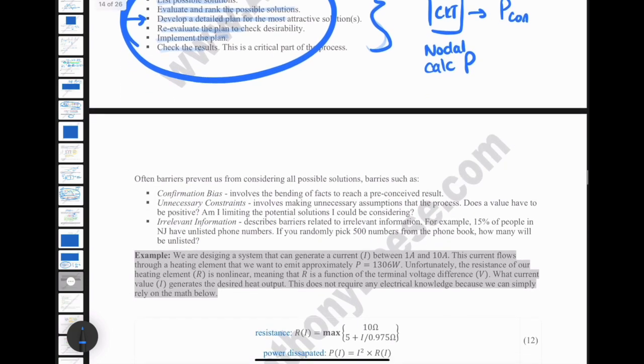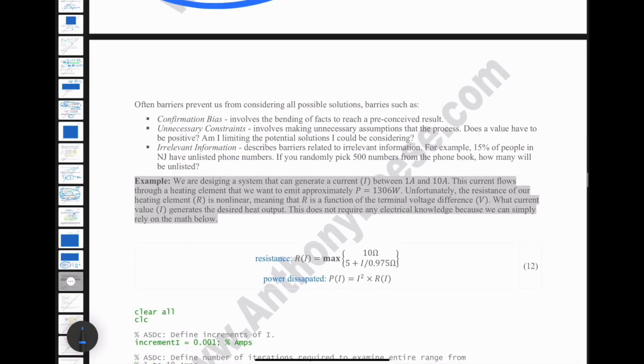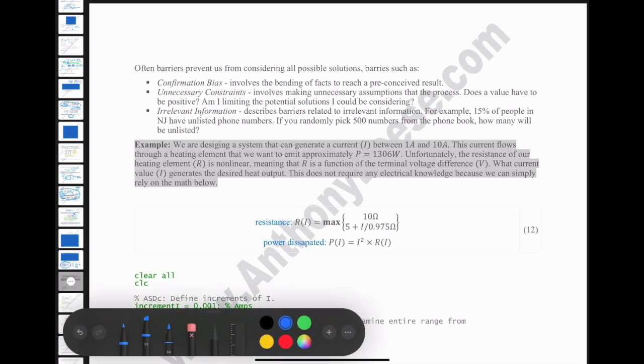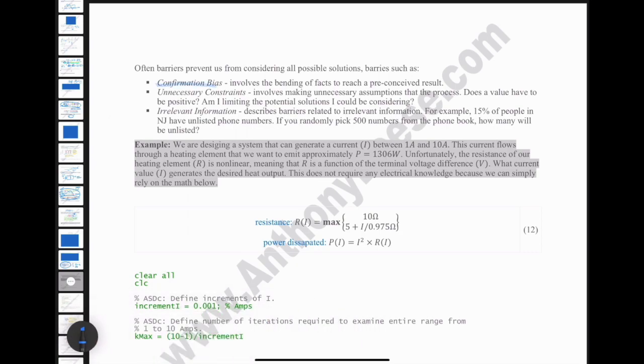Now, there are often barriers that prevent us from considering all possible solutions. Those barriers include confirmation bias. This involves us bending facts to reach a preconceived result. Perhaps you are building a voltage regulator, right, for some sort of charging a laptop. When you test it, you need to be careful of confirmation bias. You may be looking to see the thing working.